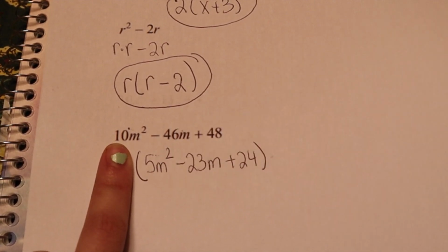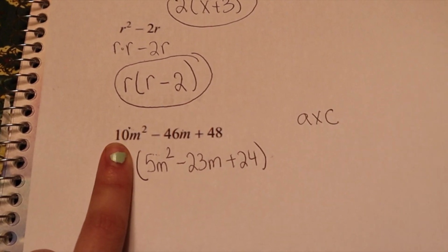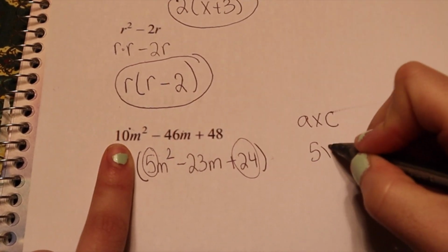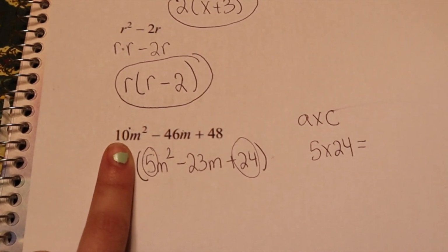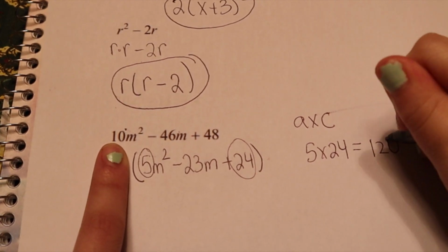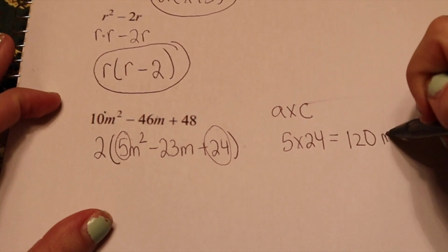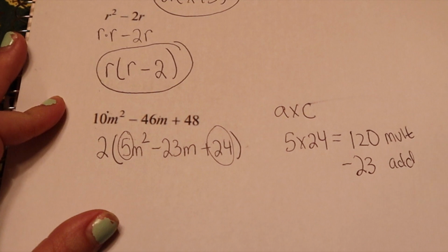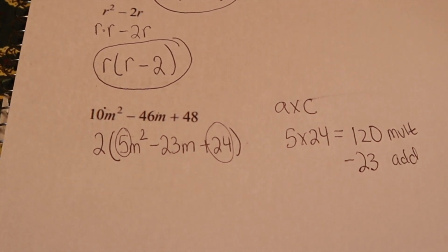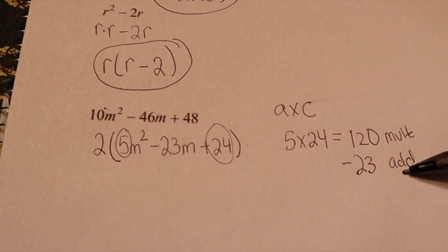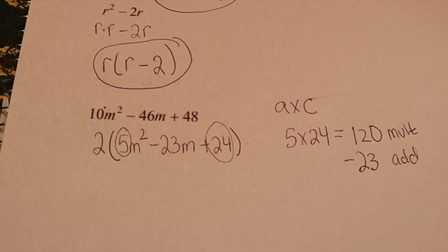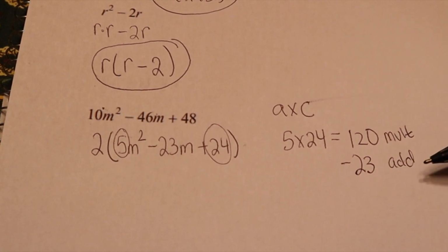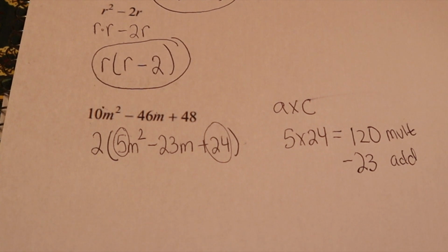Again, this trinomial does not have a coefficient of 1. So I need to use the a times c method. The a times c method says I need to take 5 times 24. 5 times 24 gives me 120. So now I need to think of numbers that will multiply and give me 120, but add and give me negative 23. Since I'm multiplying to a positive number, but adding to a negative number, both of my factors have to be positive, or both of my factors need to be negative. But if you want to add to a negative, you would need both of your factors to be negative.